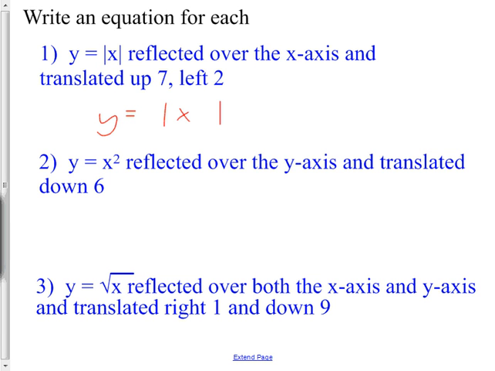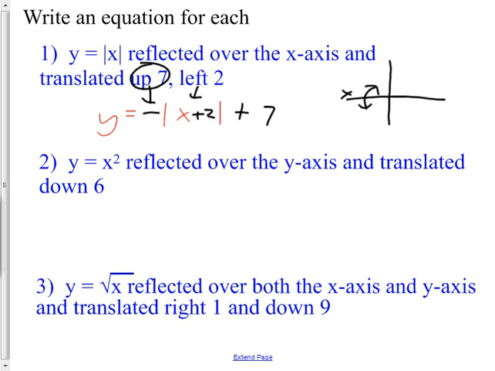Okay, that one, you have the negative in front, because if you're going to go over the x-axis, that's an up-down thing. Here's the x-axis. If you're going like this, that's an up-down. The stuff on the outside does up and down. What else is going up and down? It's up 7. That's on the up-down part. The left-right goes in here, and that would be plus 2. Okay, go to number 2.